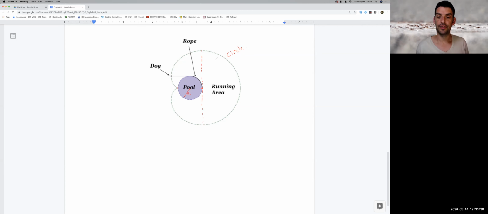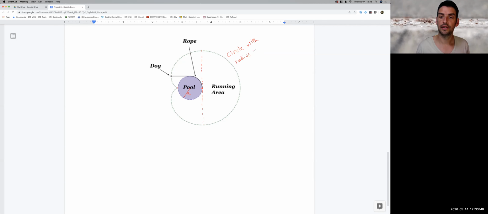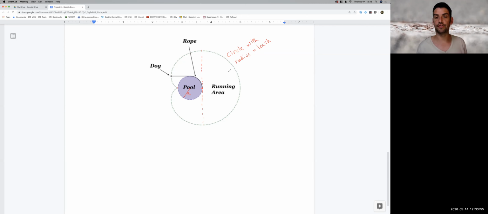Okay. This half of the circle here, this is a circle with radius equal to the leash. Whatever the leash is, just traced out this half of the circle. That's, I think, apparent from this problem. And so we can find the leash length easy enough.